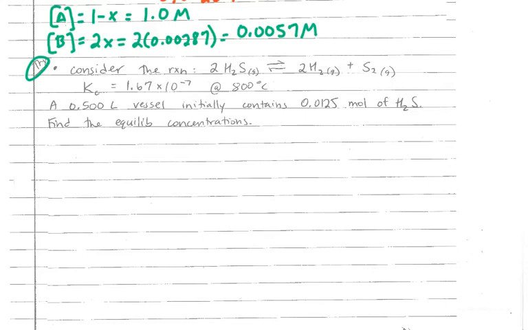We're given an equilibrium constant of 1.67 times 10 to the negative 7th, which I'm noting right away is a very small number. So I think I can probably use the X approximation shortcut. I have a 0.5 liter vessel. It initially contains 0.0125 moles of H2S. Find the equilibrium concentrations. Alrighty, so I'm going to go ahead and write out the equation.